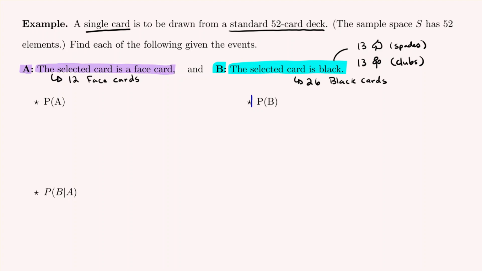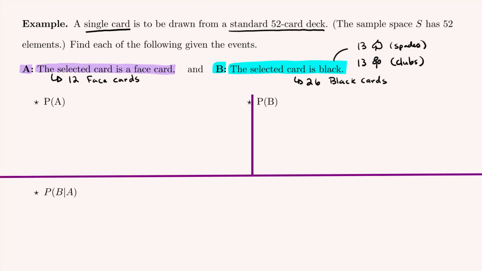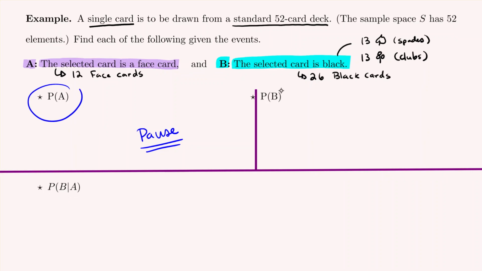Now, if you would, take a moment and pause the video and calculate the probability that A occurs. And once you've done that, calculate the probability that B occurs. So take a moment, pause the video. When you're done calculating those two, unpause to check your work.